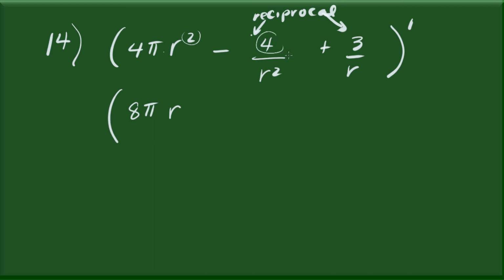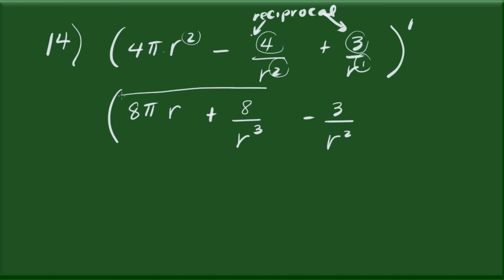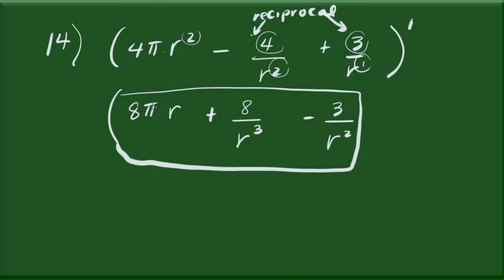And then the shortcut applies to this reciprocal. So 4 times 2 is what? 8 over r cubed. Good job, okay? Change the sign. Now, this is also reciprocal. So 3 times 1 is what? 3 over r squared. Change the sign. Okay, that's it. Good job. Okay, look at number 15 right here.